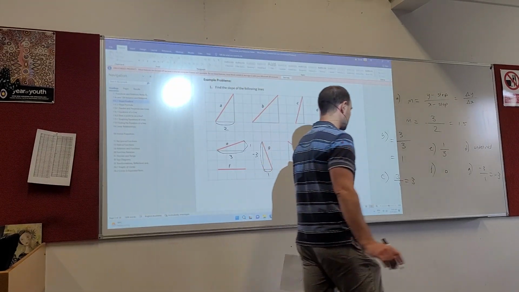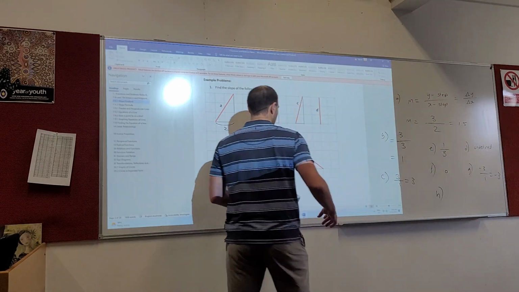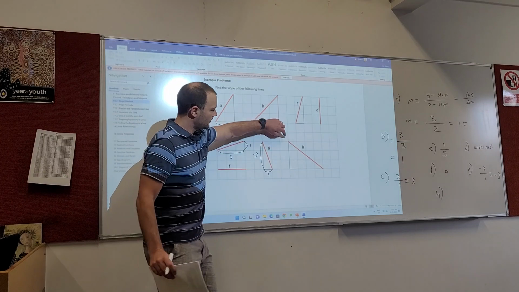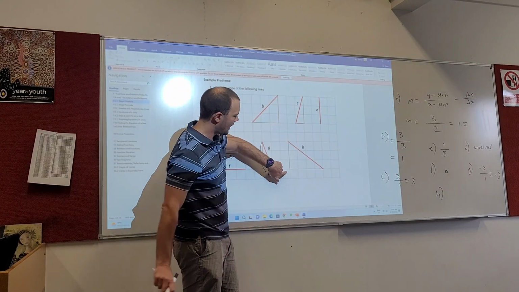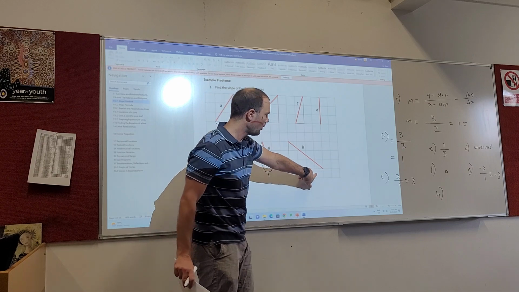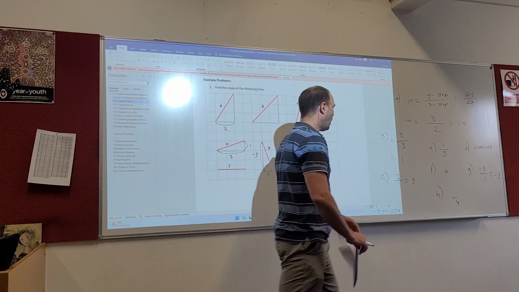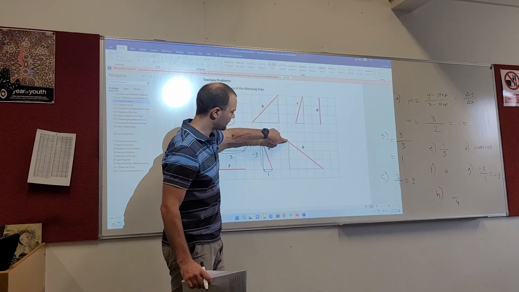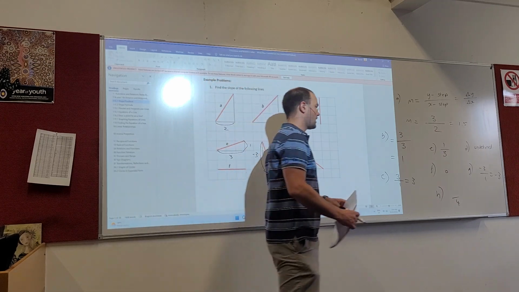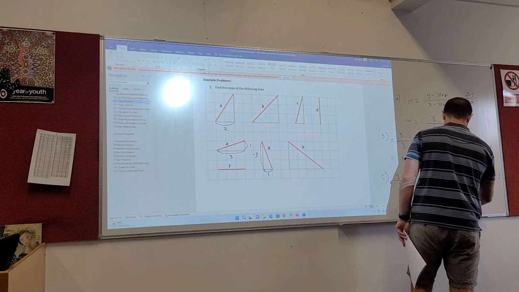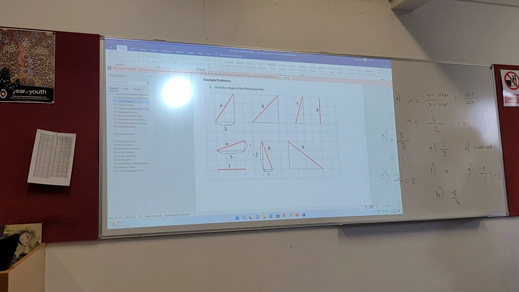Okay, last one, H. These are sort of all over the joint. H, we can see, starting from the leftmost point and working to the right, has gone across 4. So our change in x is 4. And y has gone from there to there, it's gone down 3. So our change in y is 3. So we have minus 3 on the 4.